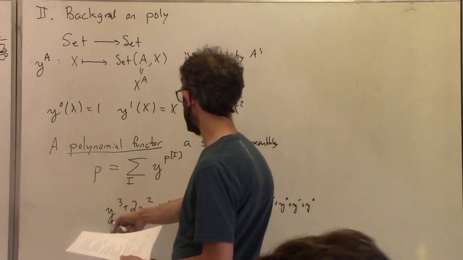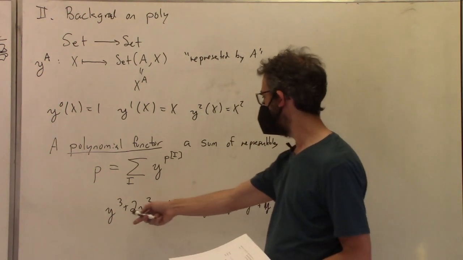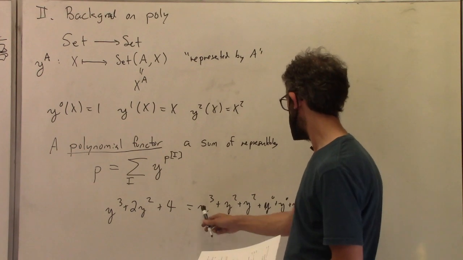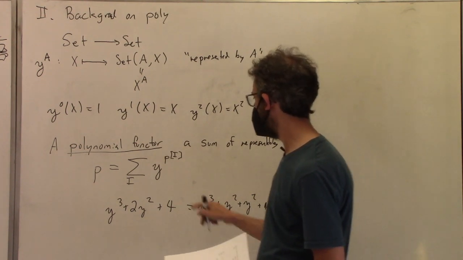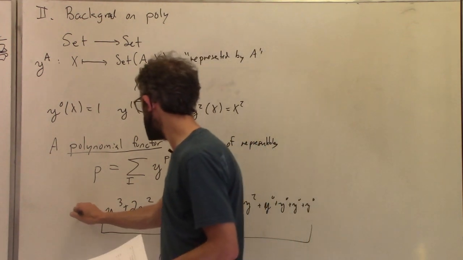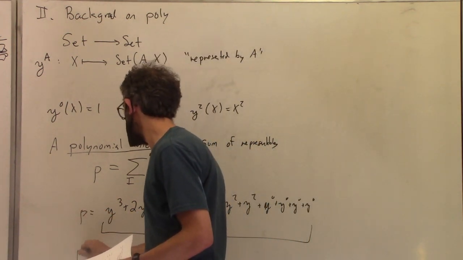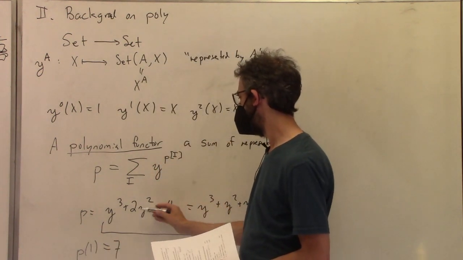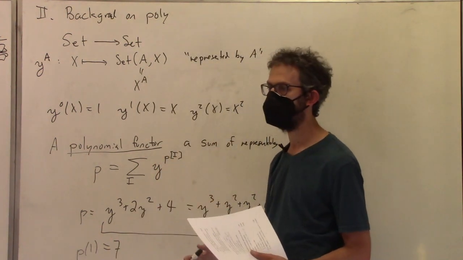So what would this sum be over here? It would be the number of summands: 1, 2, 3, 7. So there's 7 summands here. And yet that 7 is exactly, if we take this to be P, then P of 1 is 7. Because if you plug 1 in for y, then you just get the number of summands.